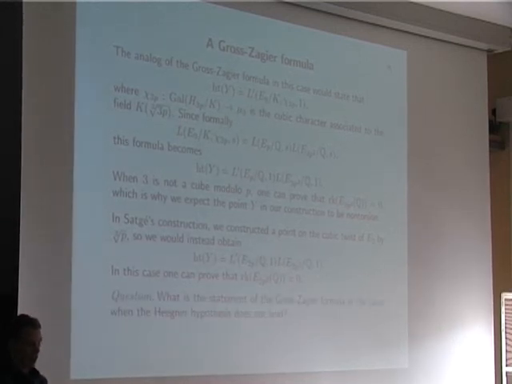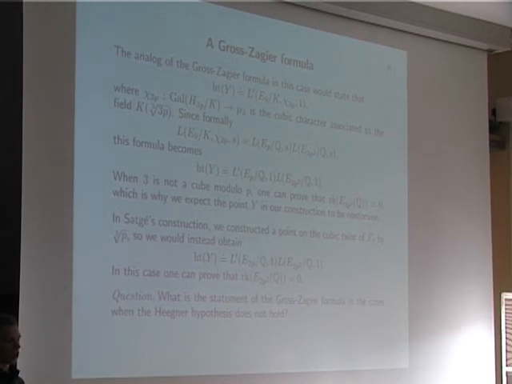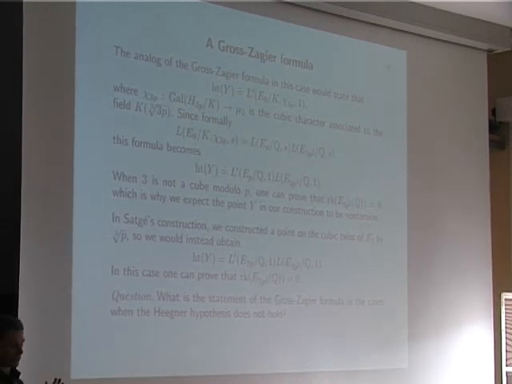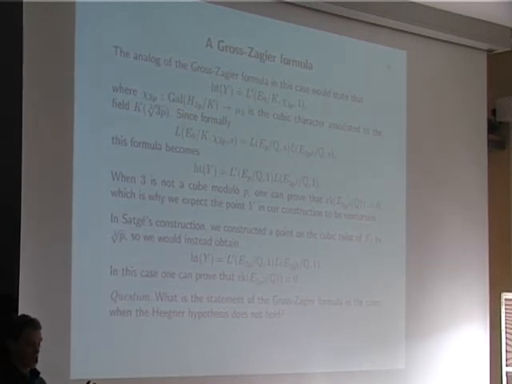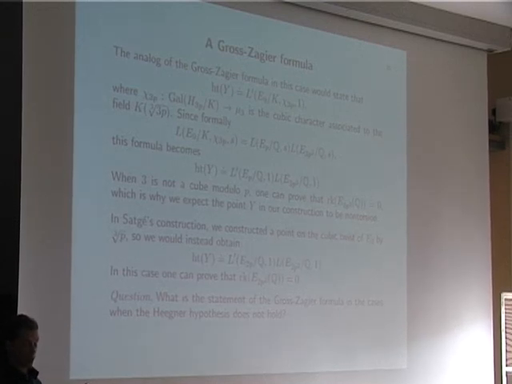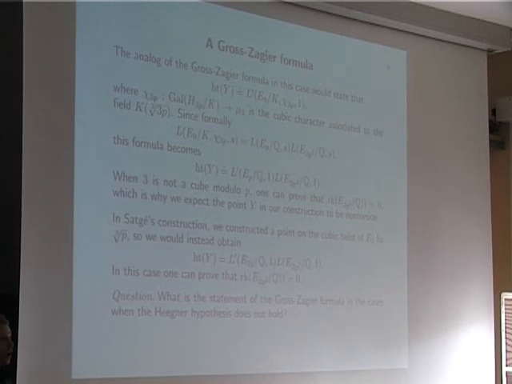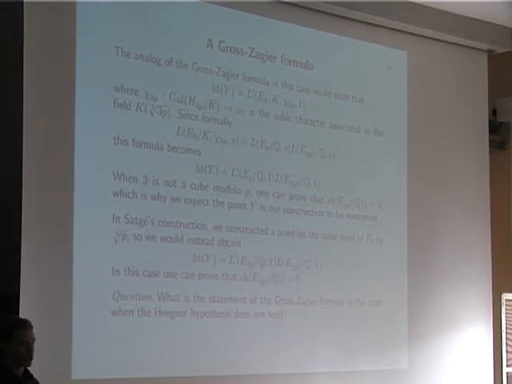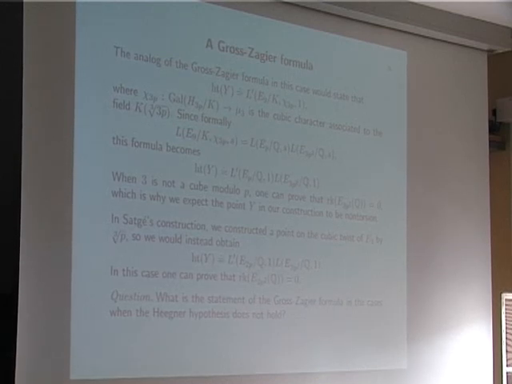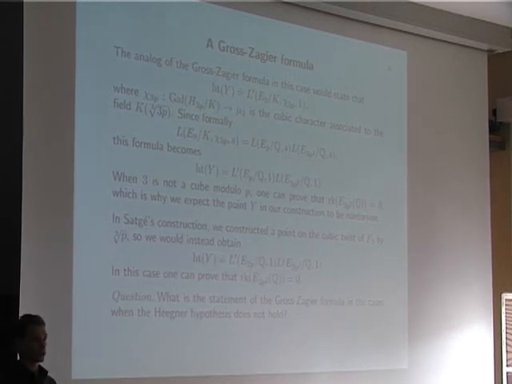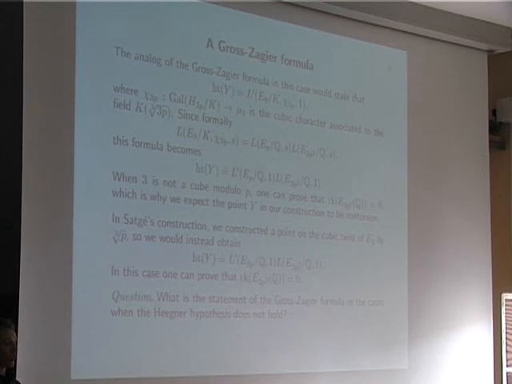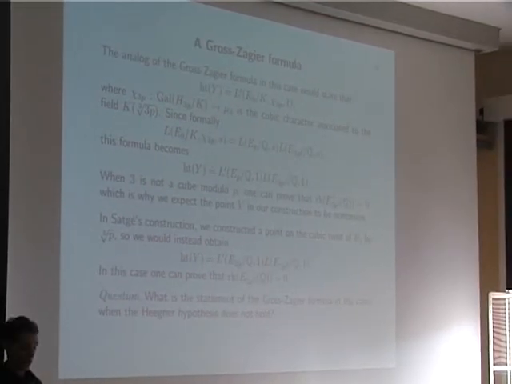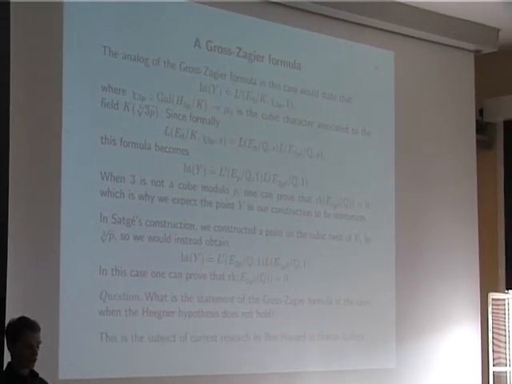Okay, so big question. This was all heuristic, I guess. What is the statement of the Gros-Zagier formula in the cases when the Heegner hypothesis does not hold? Gros-Zagier assumes that the conductor of the curve and the discriminant of the field are relatively prime, and they get a theorem. Here we really don't have that, but we still expect some kind of formula. And not only do we expect it, we really do have situations where it explains what's going on. So what is the statement?